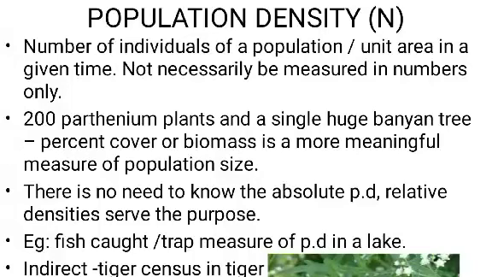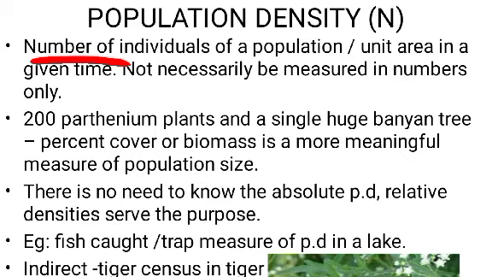So what is population density? It is the number of individuals of a population per unit area or volume in a given time, isn't it? And it is not always necessary that population density should be measured in numbers only. So what are the methods by which we can calculate the population density? One, as you all know, is based on the number of individuals. By counting the number of individuals present, we can calculate the population density.